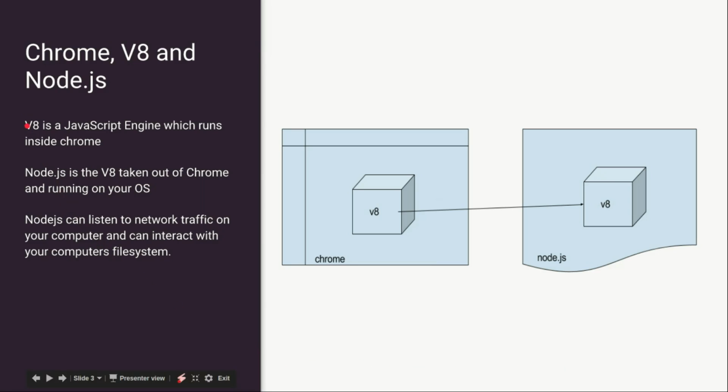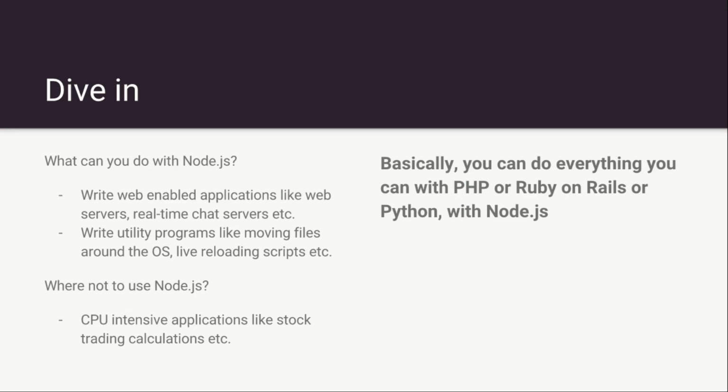So as you can see here, V8 is a JavaScript engine, and Node.js is capable of listening to network traffic on your computer, and it can even interact with the file system of your computer. So you can write independent programs or scripts to do various kinds of activities. So let's see what kind of programs you can actually create using Node.js. So if you want to write a web server or a real-time chat application, Node.js is a very good alternative you can use to develop that kind of applications.